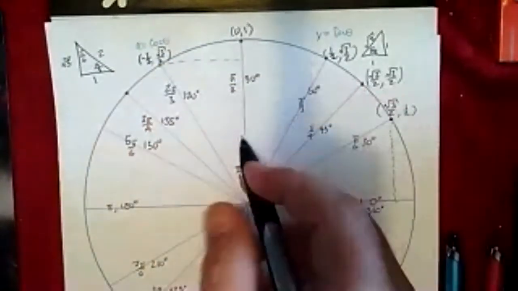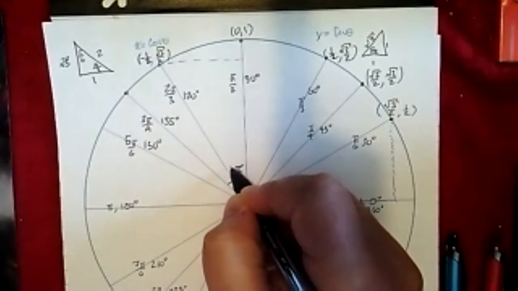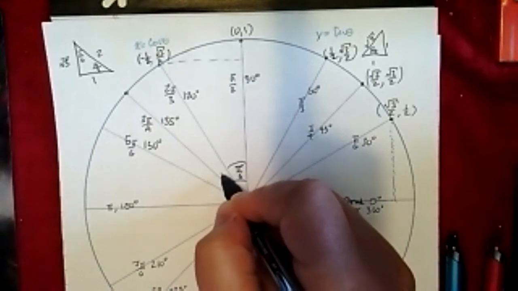So now I go to this point. This is another 45-degree angle. So I'm looking at it now and saying, okay, well, that was pi over 6. Well, this one right here is pi over 4.